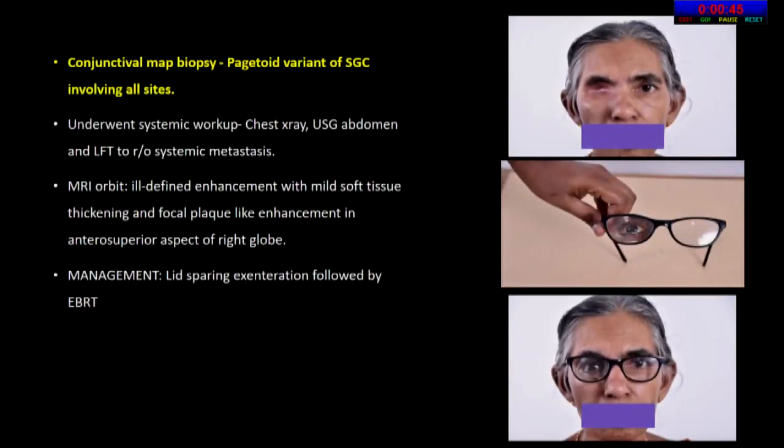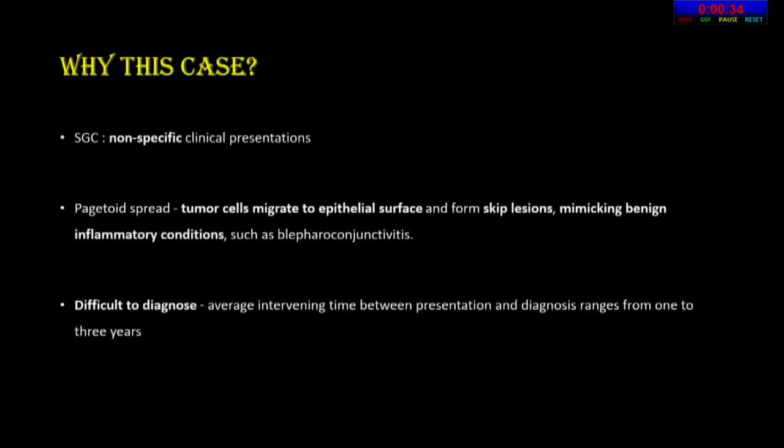So biopsy was done, and it came out as pagetoid variant of sebaceous gland carcinoma. She underwent a systemic workup, and finally we did a lid sparing excision with an orbitoocular prosthesis. So why this case? Sebaceous gland carcinoma has a non-specific clinical presentation.